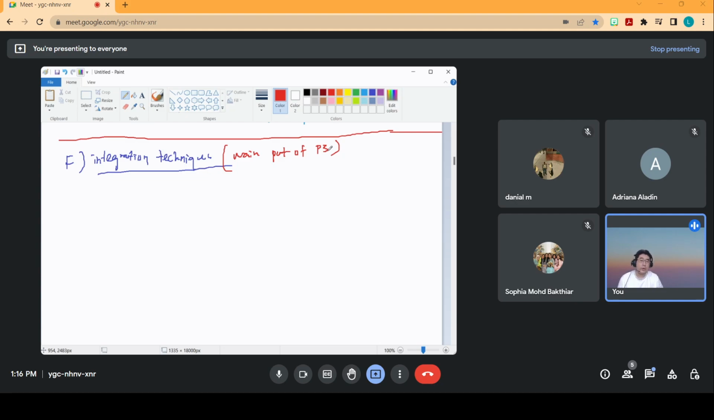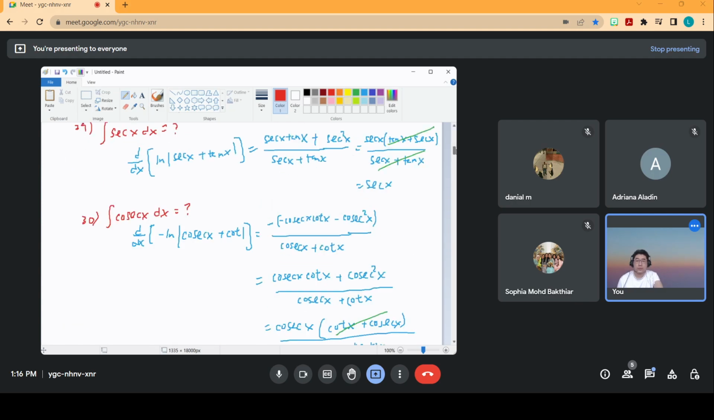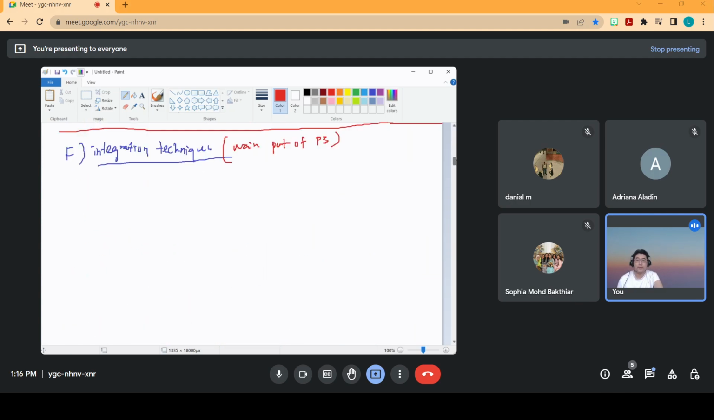Therefore, when you look at the question, you have to consider things like, do I need to use this technique or not, or do I need to use another technique in order to answer the question? The first technique is called integration by substitution. I put it as rule number 31.